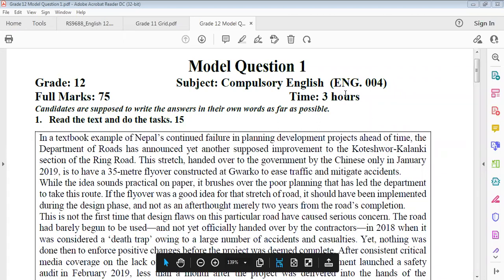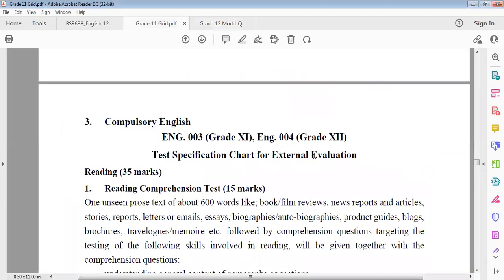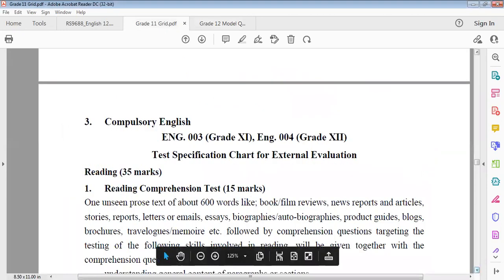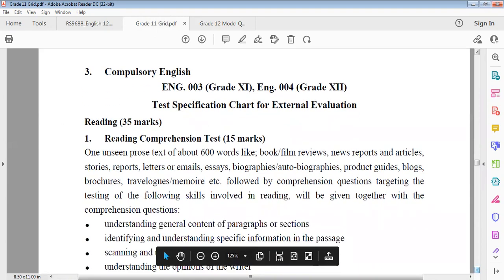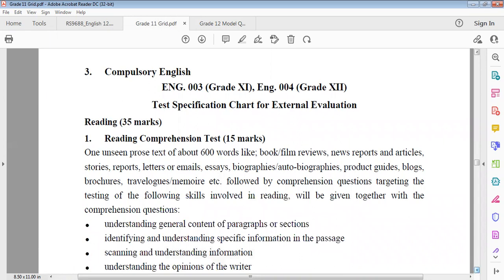Curriculum Development Center hasn't published the model question for grade 12 compulsory English this year because, according to the grid of the Curriculum Development Center, the pattern, the grid for both grade 11 and 12 is the same. कक्षा 11 र कक्षा 12 को grid चाहिँ same भएको कारणले गर्दा might be they have not published the model question this year.